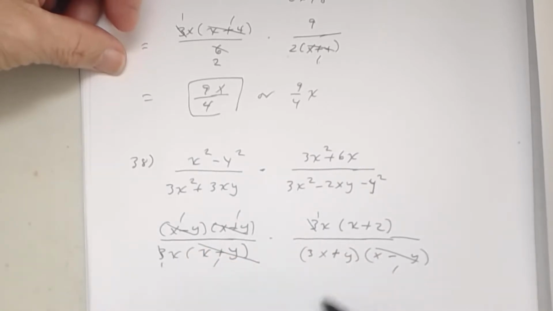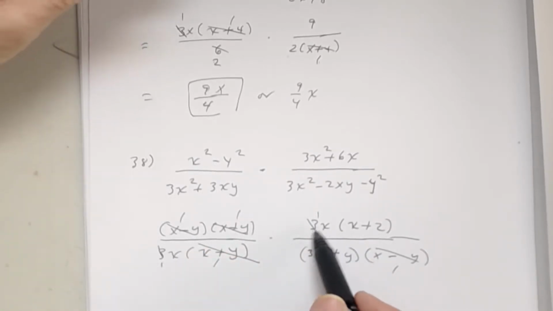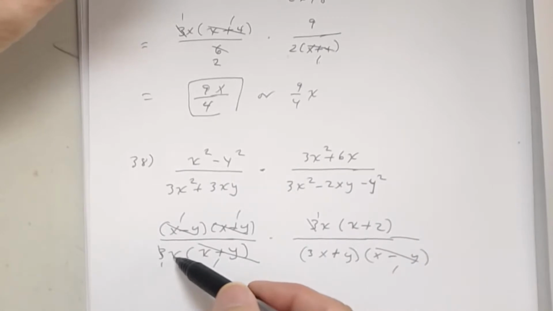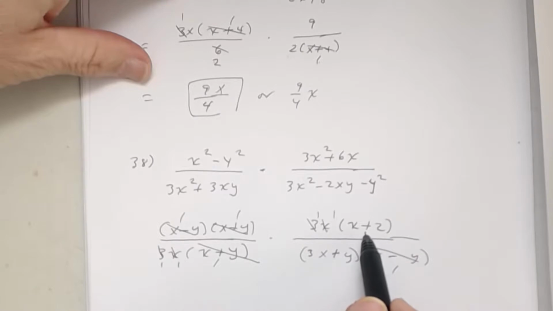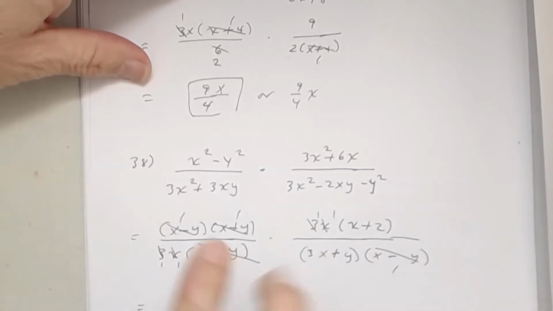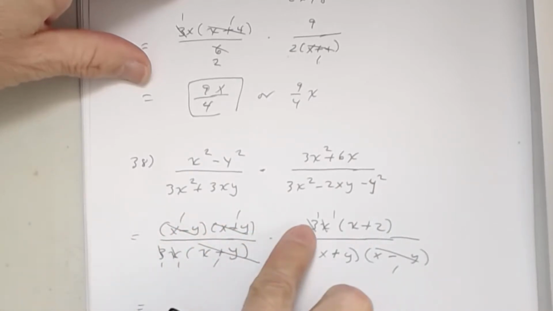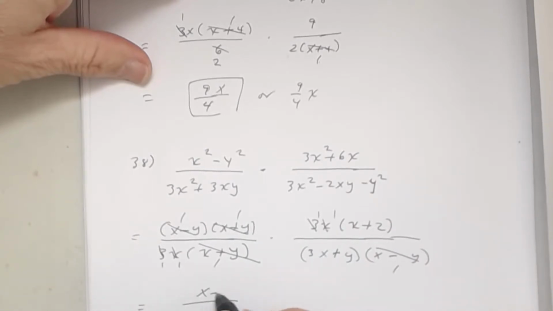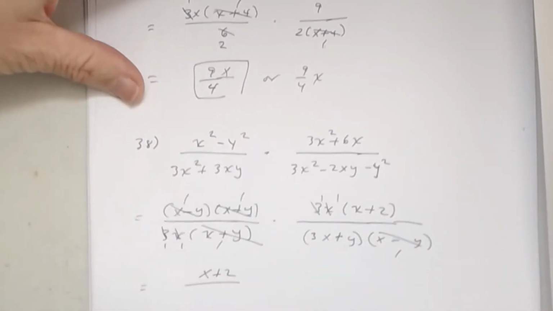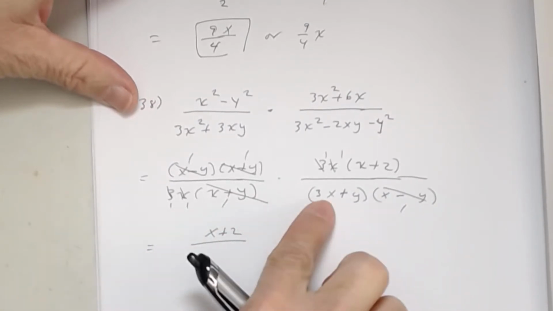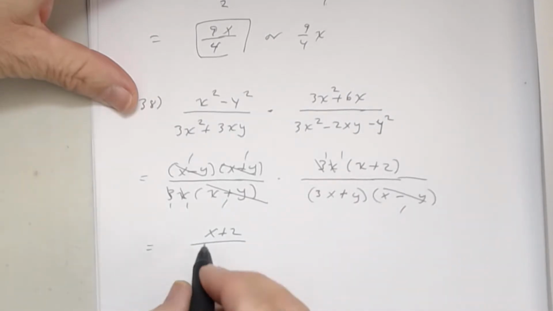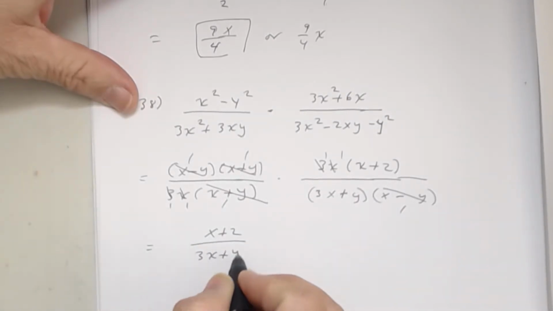So 1, 1. The next factor you see is what? Do you see an x as a factor? This one here. The next factor you see is x plus 2. Do you see it anywhere in the denominator? So then you write your final answer. 1 times 1 times 1 times 1 times x plus 2 is x plus 2. Denominator: 1 times 1 times 1 times 3x plus y times 1 is 3x plus y. So there's your answer.